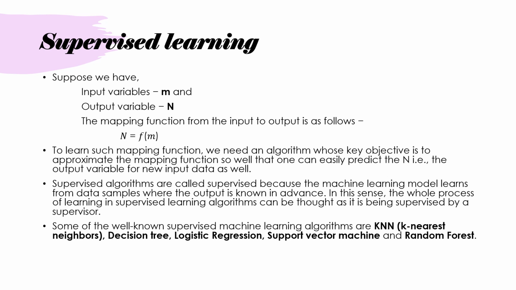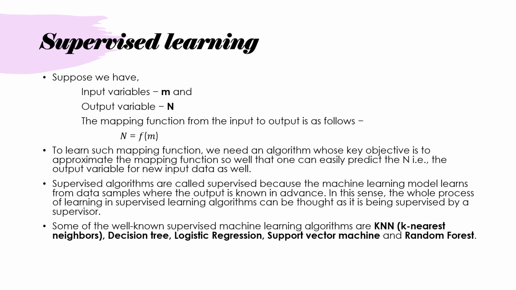in a test paper. Suppose we have m input variables and n output variables, and there is a mapping function n equals f of m. To learn such mapping functions, as in the case of mathematics, we need an algorithm whose key objective is to approximate the mapping function so well that the output variable n for new input data can be predicted.